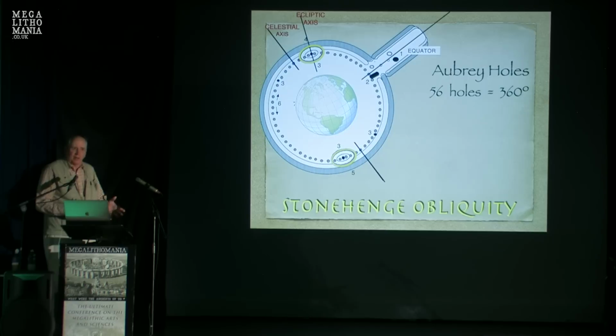They're just there. It's not even really known if there were any tree stumps or stones actually in those particular holes. They don't seem to have a function. What is their function? I think they are an obliquity calculator, basically.